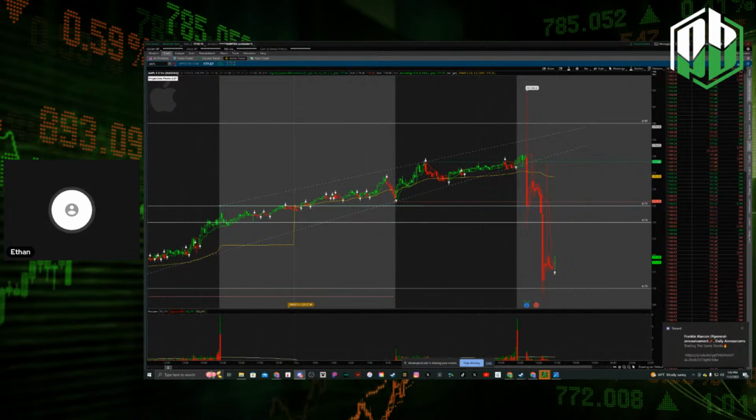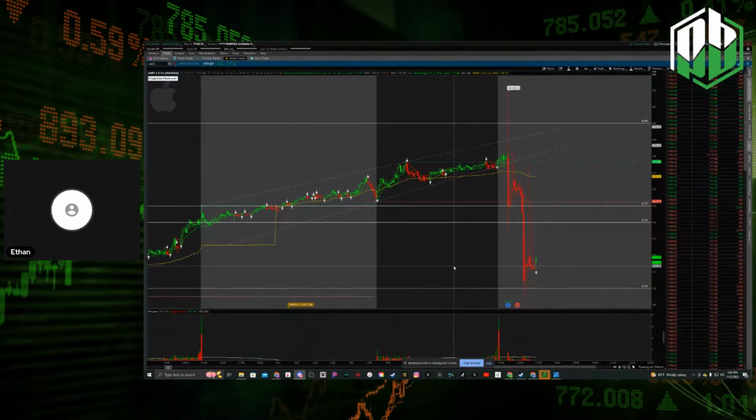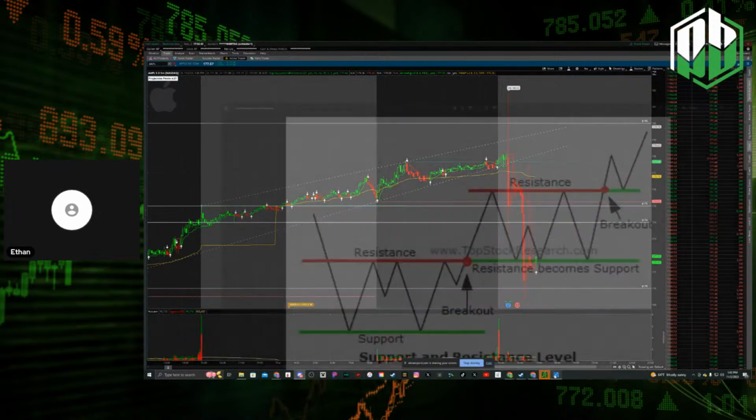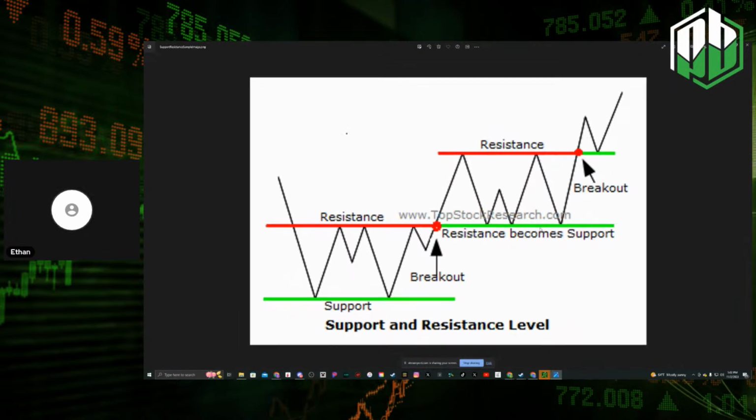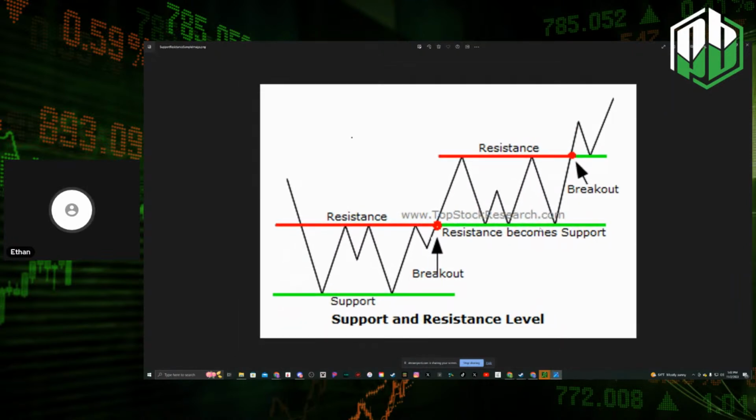So I don't really have a PowerPoint or anything for you guys, just because it's pretty simple. But I do have a picture that I'm gonna pull up here for y'all. I hope you can see it okay. I know it's a little zoomed in, but I think this is a great picture just to get some sort of visual representation of what support and resistance are.